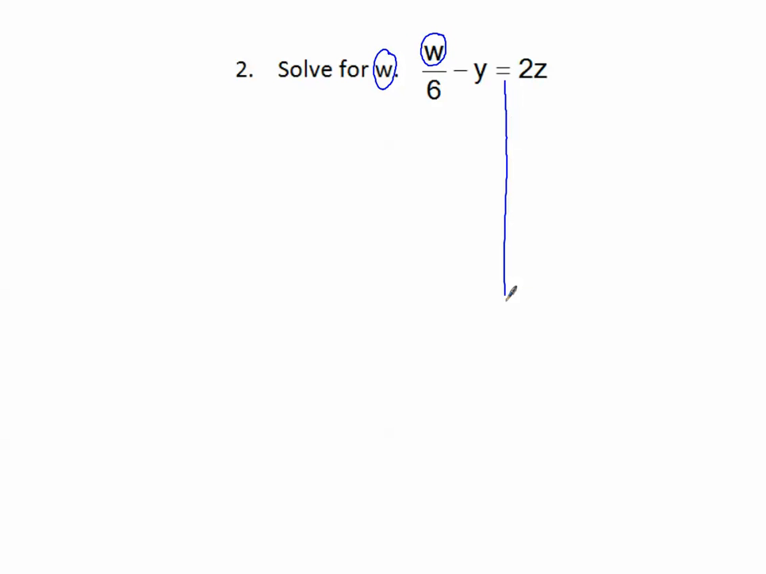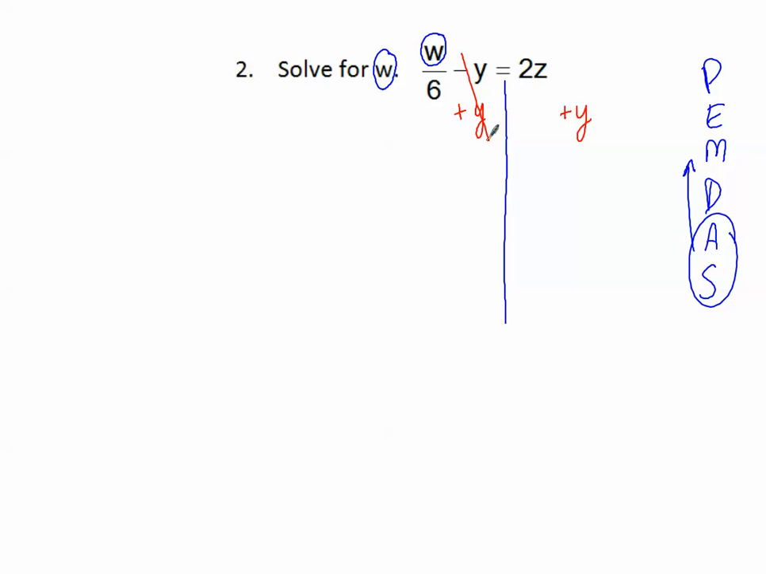Let's draw our line down the equal sign. Let's remember PEMDAS. And let's remember that we start with add and subtract and work our way up. First I have subtracting y, so I'm going to say plus y on both sides. Is this a y? It is not, so I'm not going to put it under the 2z, I'm going to put it just off to the side. Crosses out the y's, and I'm left with w over 6 equals 2z plus y. I still have w with something else.